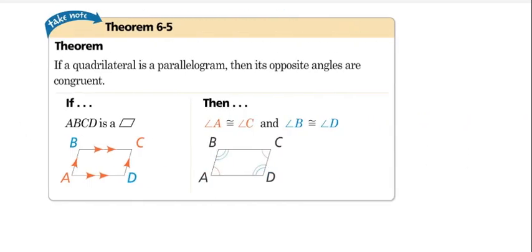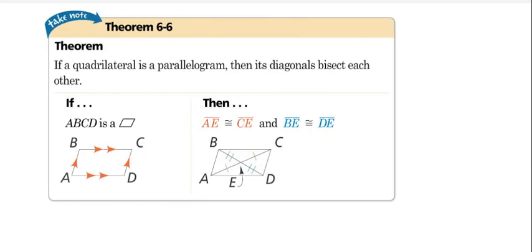Which also means, in Theorem 6.5, that if they are opposite angles, then they are congruent. Remember, opposite means they are opposite of each other. So A and C are opposite, so those would be congruent. B and D are opposite, those would be congruent. Consecutive means same side. Okay, so I have everything in that picture written down.